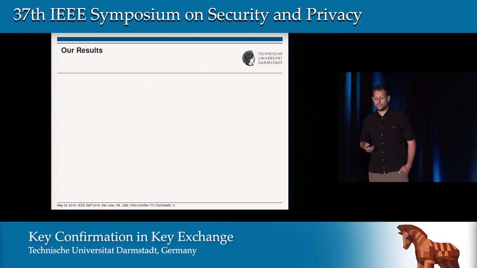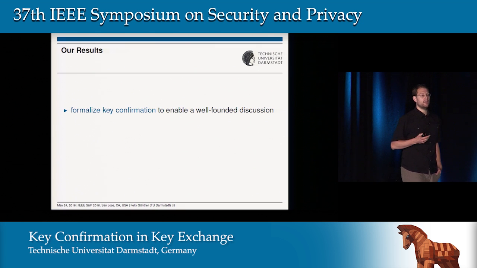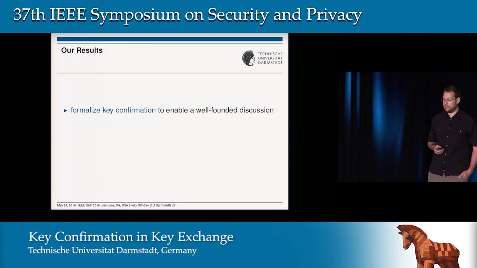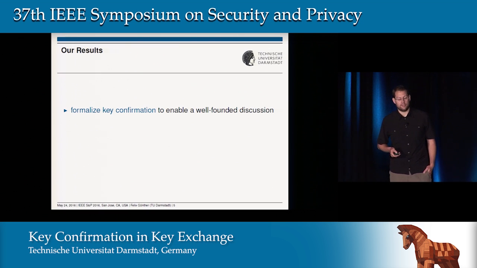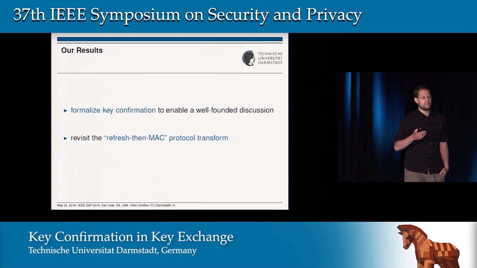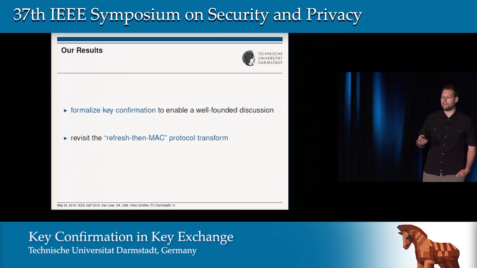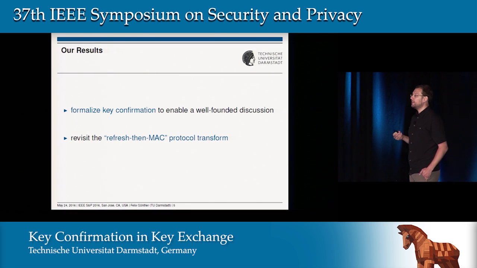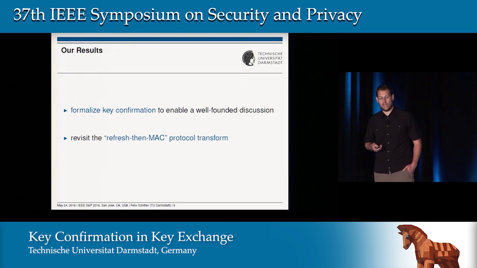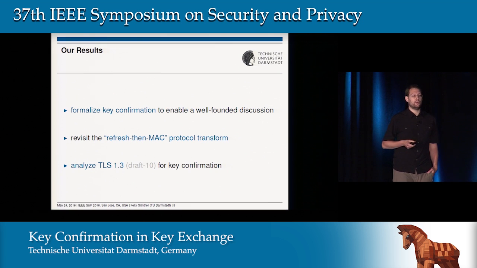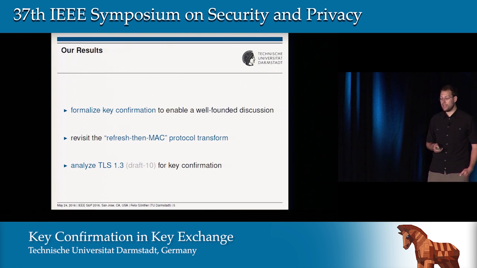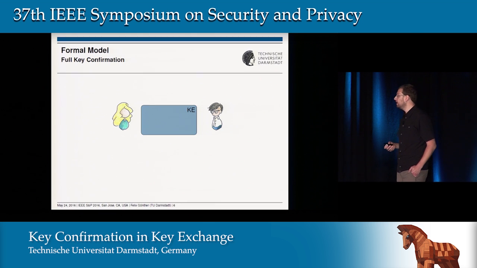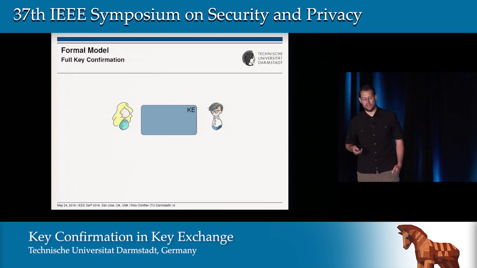The first one, we provide a formal model, a formalization of what key confirmation means, in order to provide a ground where you can have well-founded discussions. Second, we look into this folklore transform, refreshing with a new key, sending a MAC, and analyze what kind of key confirmation properties you get there. And third, we look into one of the latest drafts of TLS 1.3 and check what key confirmation properties are established there. So let me start with the formal model, of course, in a more high-level way here.